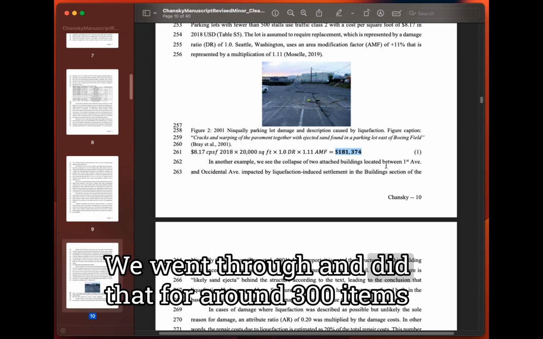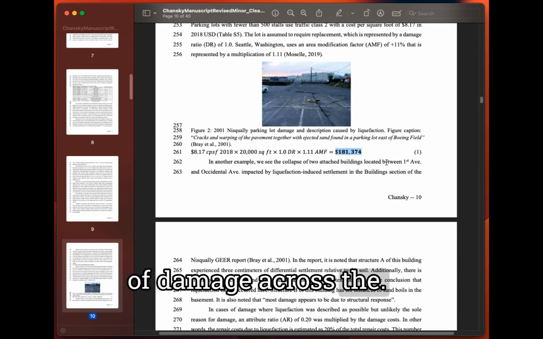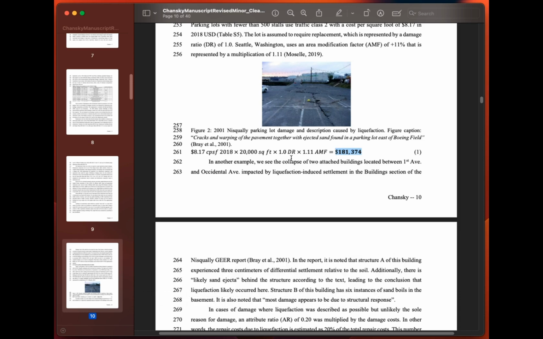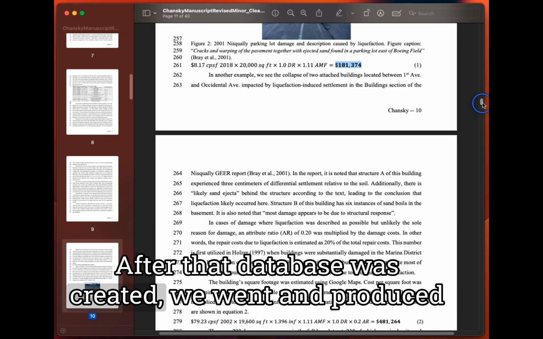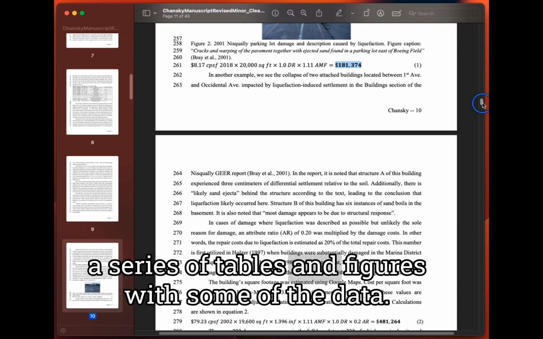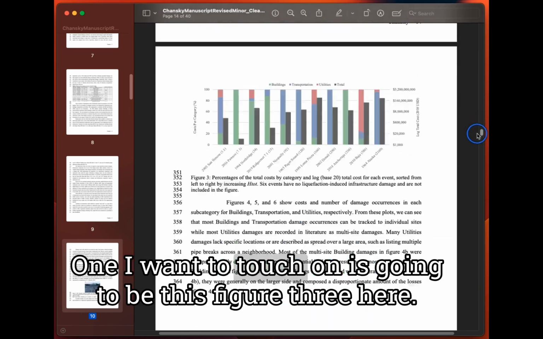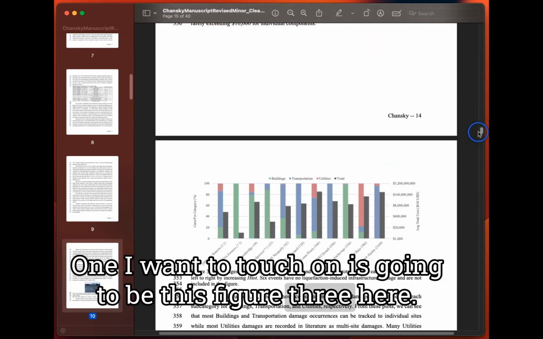We went through and did that for around 300 items of damage across the 11 events in the US with liquefaction-induced damage historically. After that database was created, we went and produced a series of tables and figures with some of the data. What I want to touch on is going to be this figure 3 here.